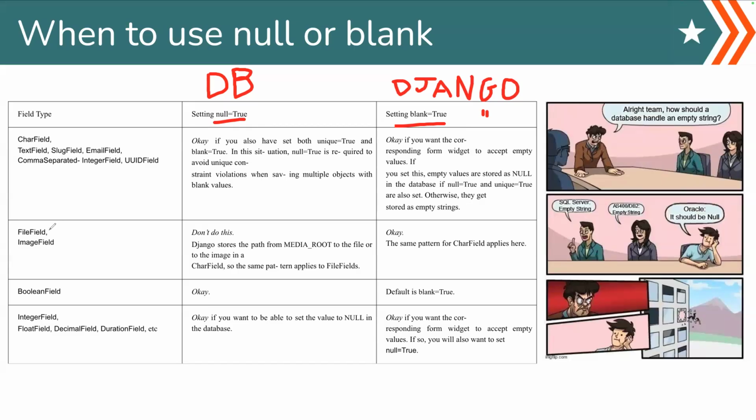For things like a file field or an image field that's going to store a path as a string, we want to use blank and we don't want null values. For a Boolean field, setting something to null is okay, and so also setting it to blank is also okay. And then for number fields, it just really depends on whether we want that in our data model or not.